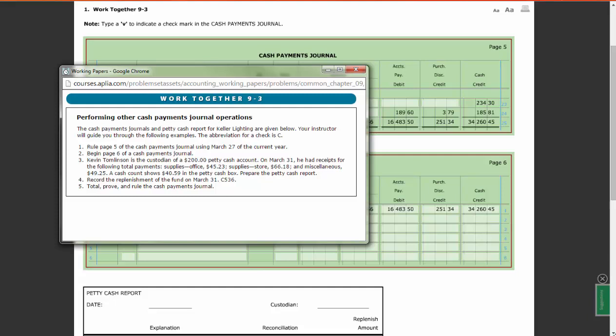The same thing happens just about every day when we have cashiers that balance their drawer. As a cashier, they go through and they ring up sales.